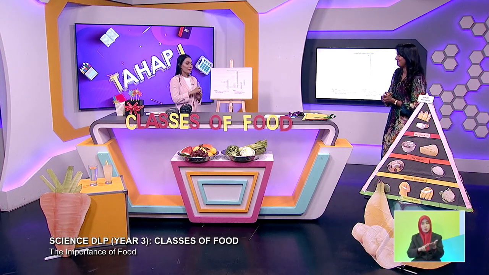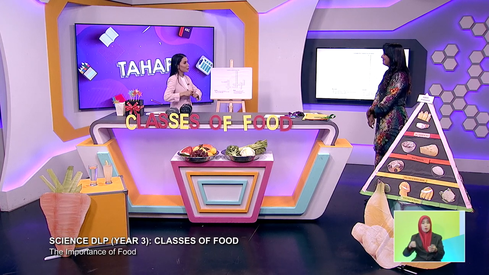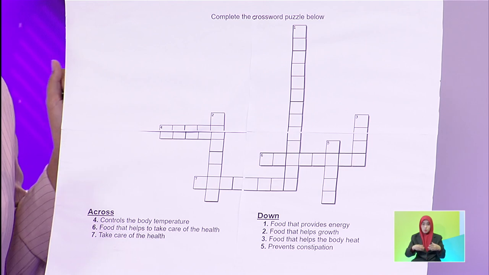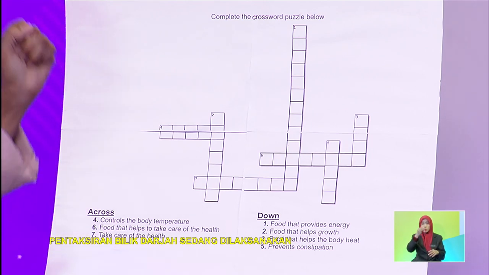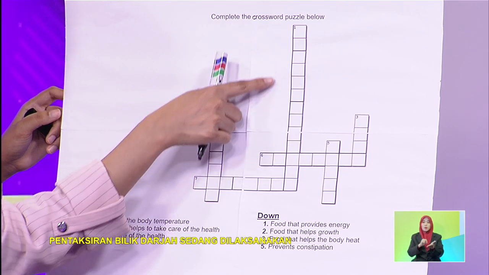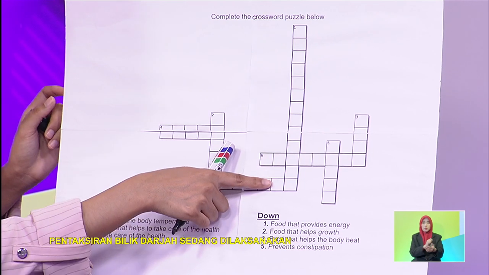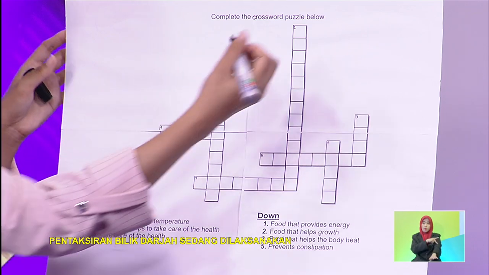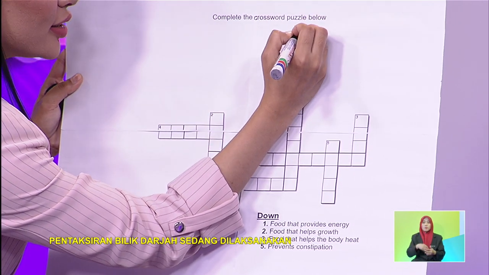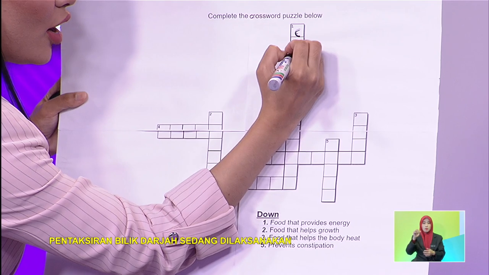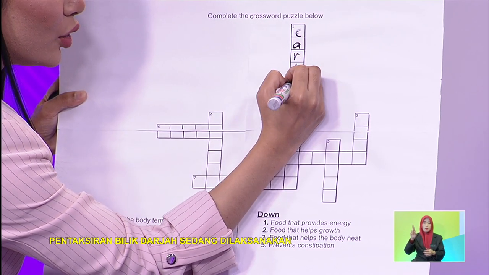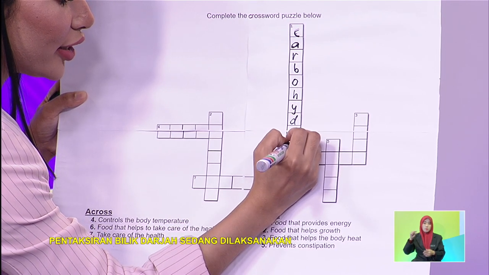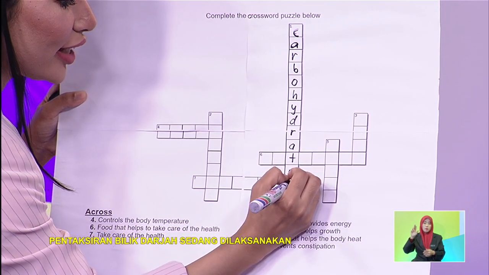All right, pupils. Let's do this together, okay? Shall we do down first? Sure. Okay, down is food that provides energy. So these are the blank spaces that we need to fill in. It looks like a long word. I think you mentioned just now, it's carbohydrate. Yes. So it's C-A-R-B-O-H-Y-D-R-A-T-E-S.